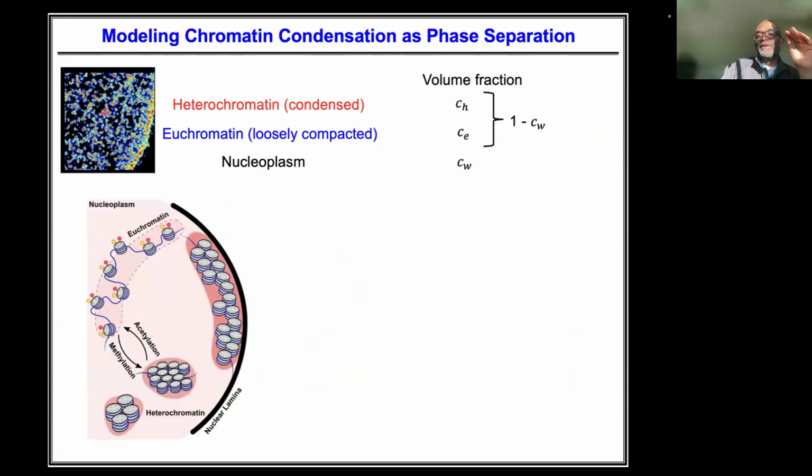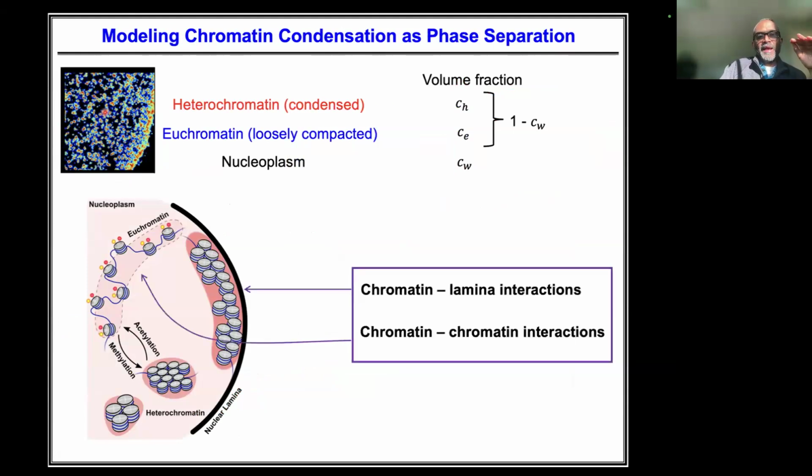So here, what we do is we use a phase field approach, where at every point in space, we say that there are two phases of chromatin, euchromatin and heterochromatin, and the remaining is water. So it's a three-phase system, and we introduce chromatin-chromatin interactions and chromatin-lamina interactions. There are three phases, but there is one constraint, so there are two independent degrees of freedom. More importantly, we account for the interconversion of heterochromatin to euchromatin through acetylation and methylation reactions.